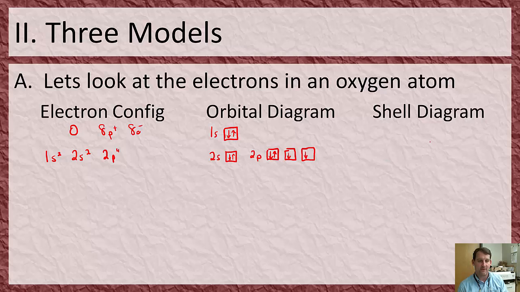Now the shell diagram. What we do is we draw the nucleus, plus 8. I can't see it now, but it's a plus 8 there for 8 protons. And then I know I'm going to have 2 energy levels. So I'm just going to draw the energy levels. I'm going to put an electron here, electron here. I'm going to do another energy level. Now I'm going to put an electron here, here, here, here, here. 1, 2, 3, 4, 5, and 6.